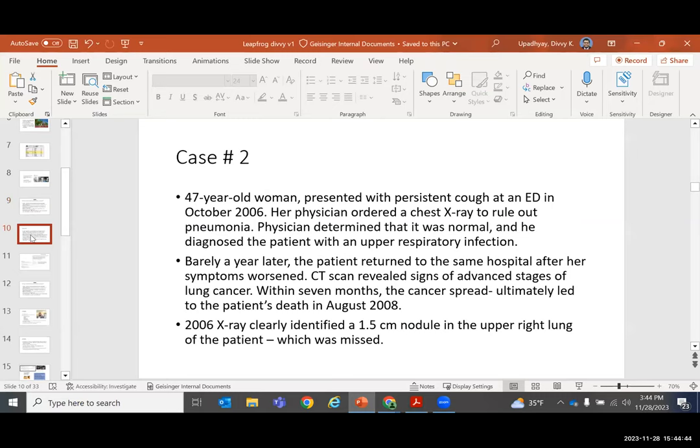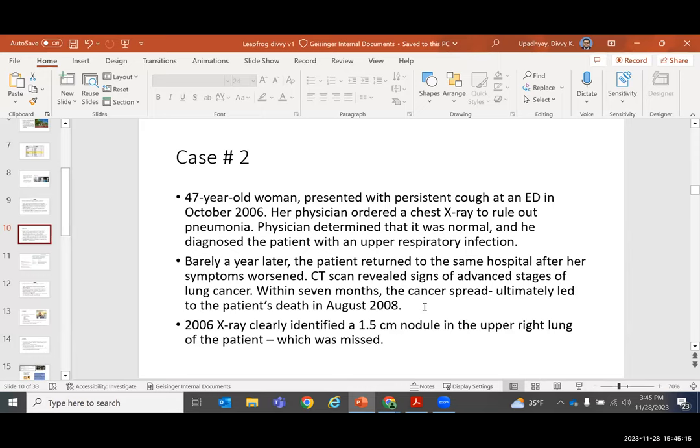This is a 47-year-old woman who came to the ED with a persistent cough, and her physician ordered a chest X-ray to rule out pneumonia. The physician determined it was normal. The radiology report said this was a normal X-ray, and they diagnosed the patient with upper respiratory infection and sent her home. Within a year, the patient returned to the same hospital because her condition had worsened. A CT scan found widespread lung cancer, which ultimately led to the patient's death.